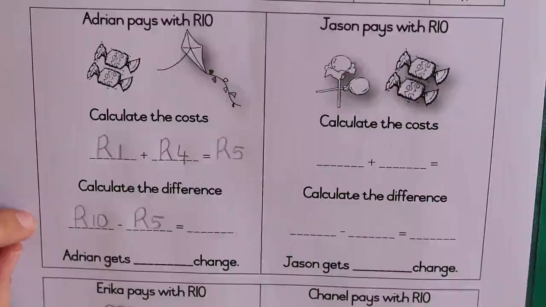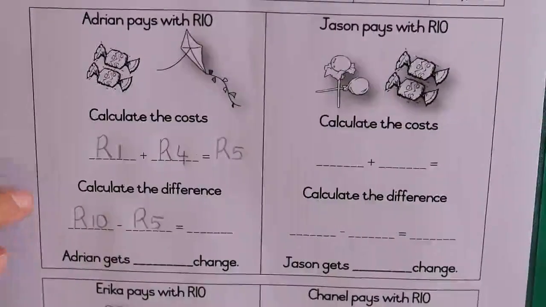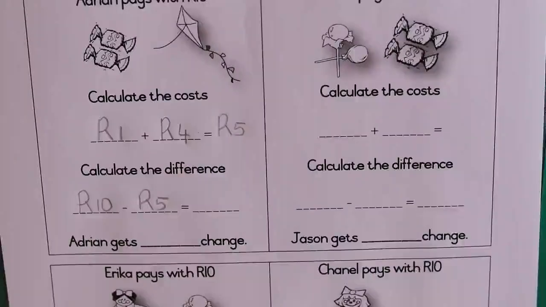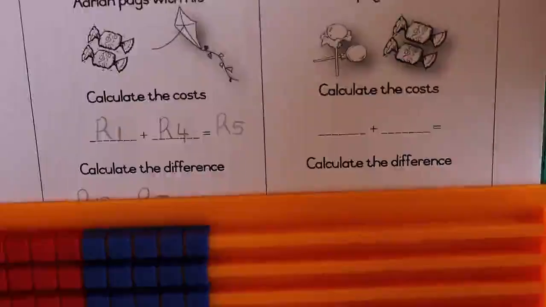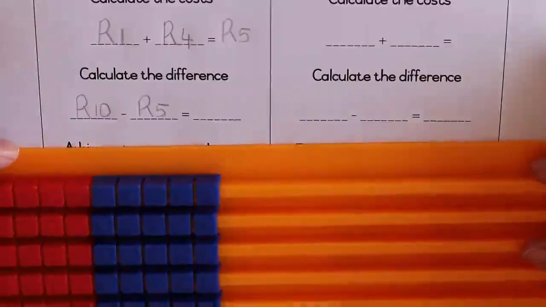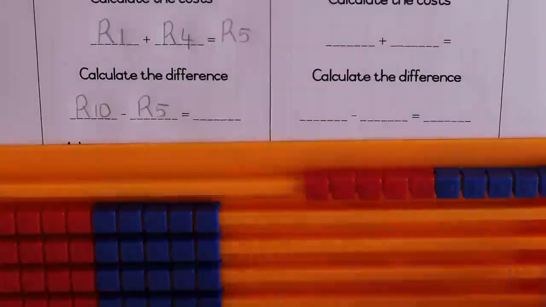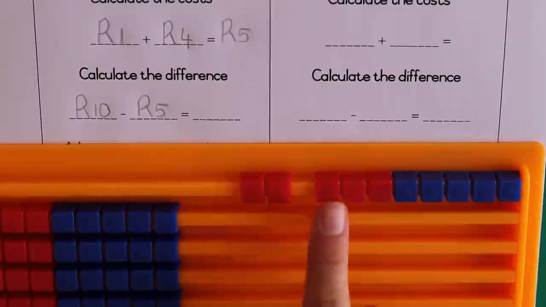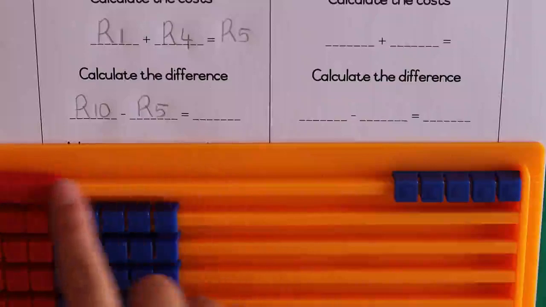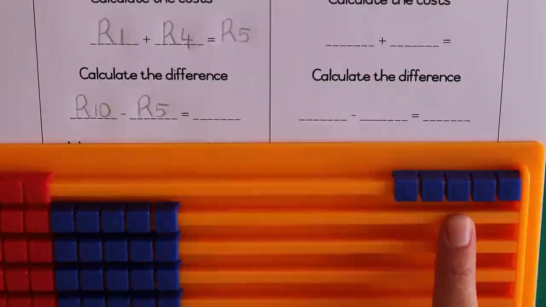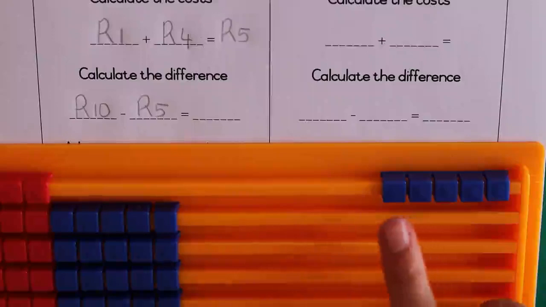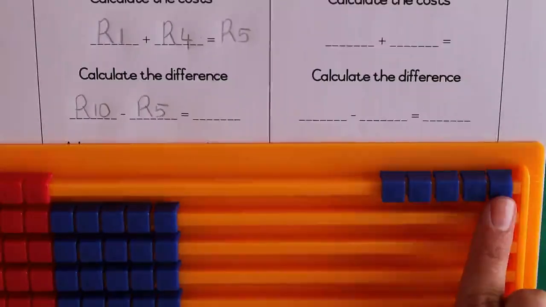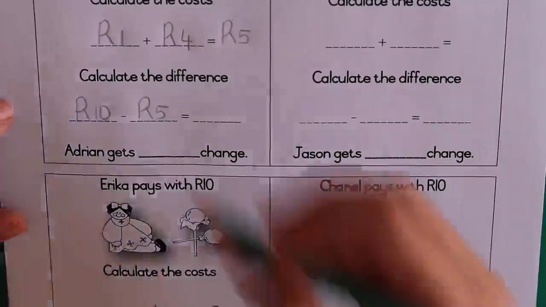Now we have to see how much change he will get back. 10 minus 5. 1, 2, 3, 4, 5. How much am I left with? Remember, minus means take away. So I took away the 5. How much change is he going to give me? 1, 2, 3, 4, 5. Yeah, he's going to give me R5 change.